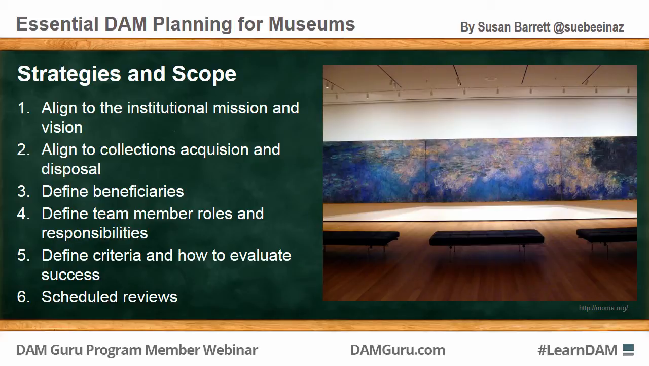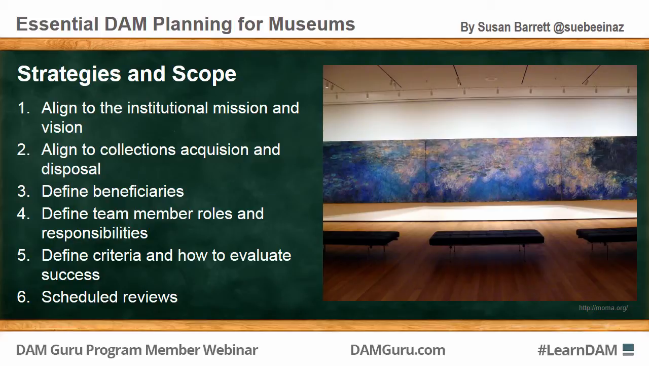Planning strategies help to define, so aligning a DAM project to the institutional mission and vision, align to acquisition and disposal standards, define who your beneficiaries are. If you adopt a new DAM system, who will benefit from this new technology and the expense of investing in the new technology? Museum stakeholders, your community, visitors, or staff team members. And then define the team member roles and responsibilities. Let them know why you're adopting a DAM system, and it will be a much more positive endeavor.